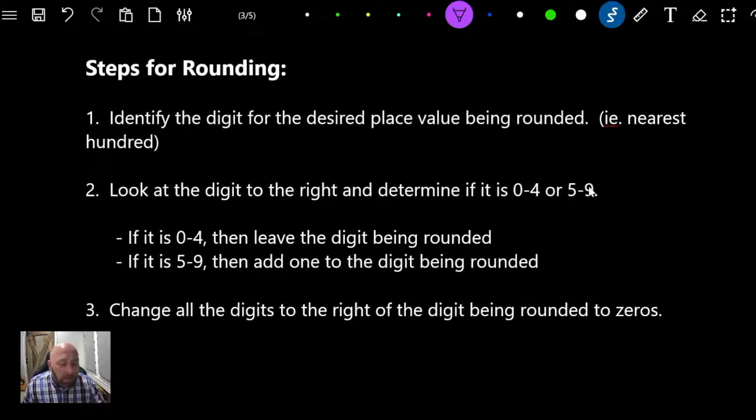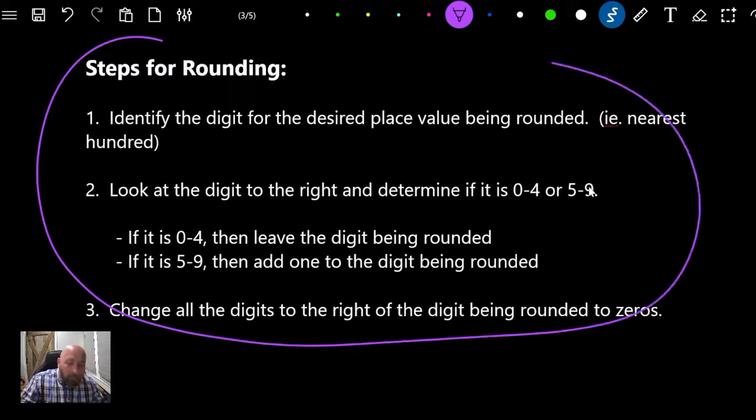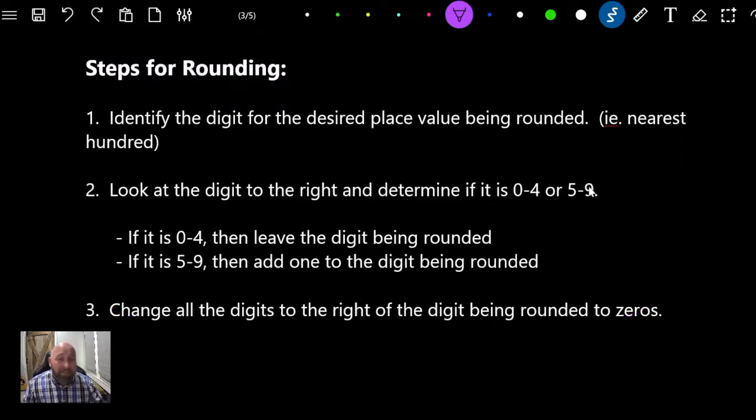So if we come down here, this is a great time to write this down. Pause the video, write all of these steps in your book. I think that's going to be helpful. So steps for rounding. Number 1, identify the digit for the desired place value being rounded. Okay, so are we rounding to the nearest 100? Are we rounding to the nearest 1,000? Are we rounding to the nearest tenth? Okay, are we rounding decimals? What are we rounding off?